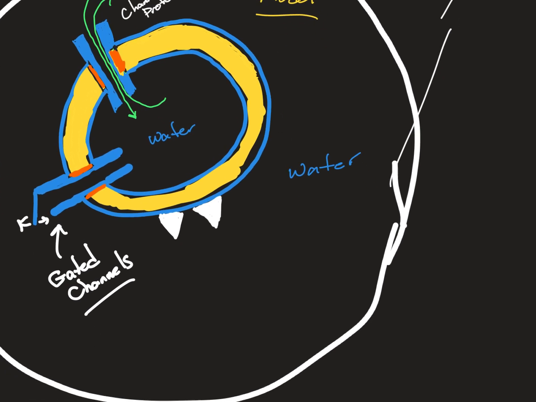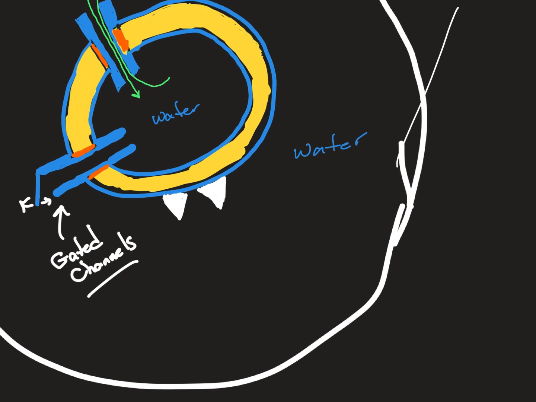The spikes mean they're bacteria or something? No, they're just proteins that you made. You put them in there.